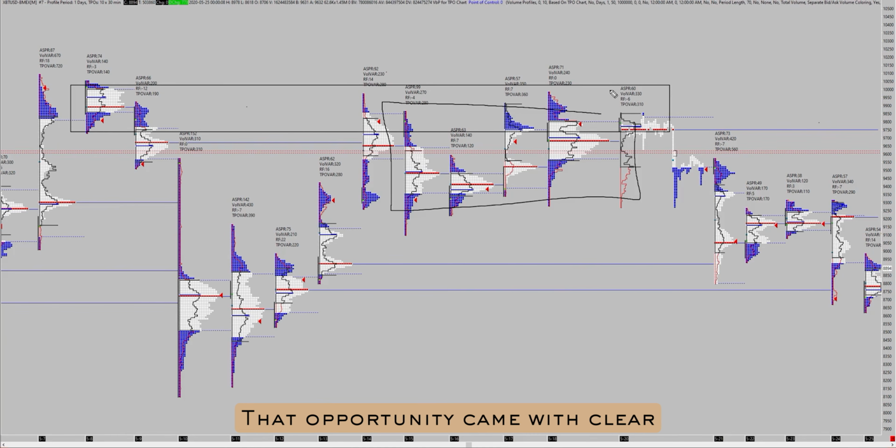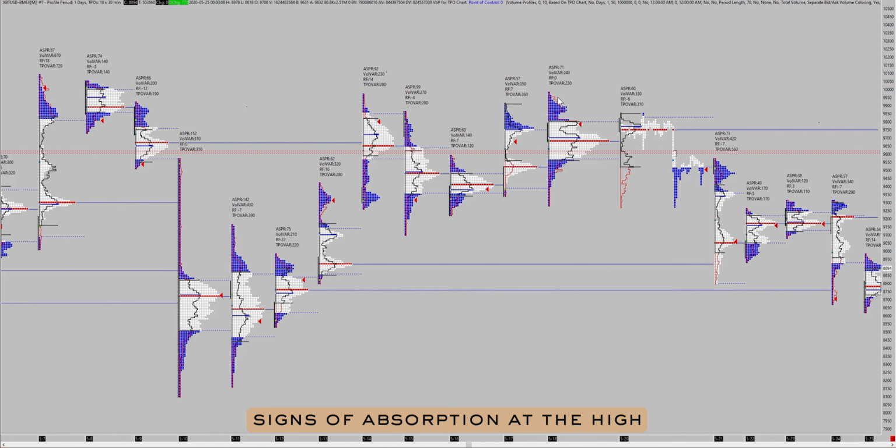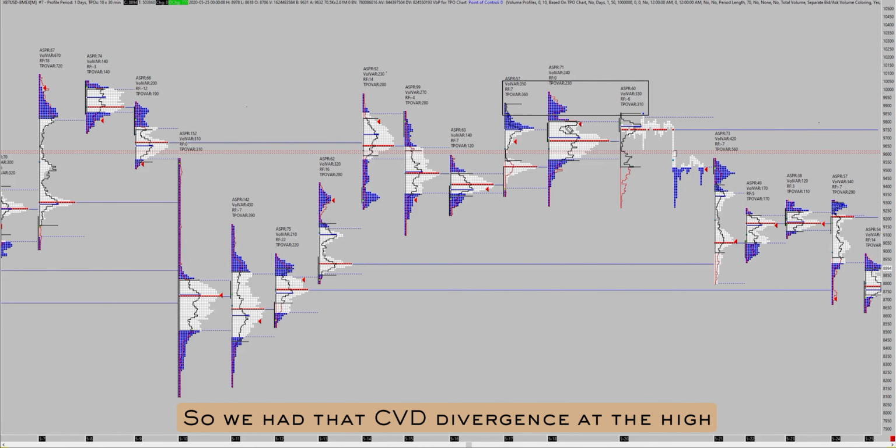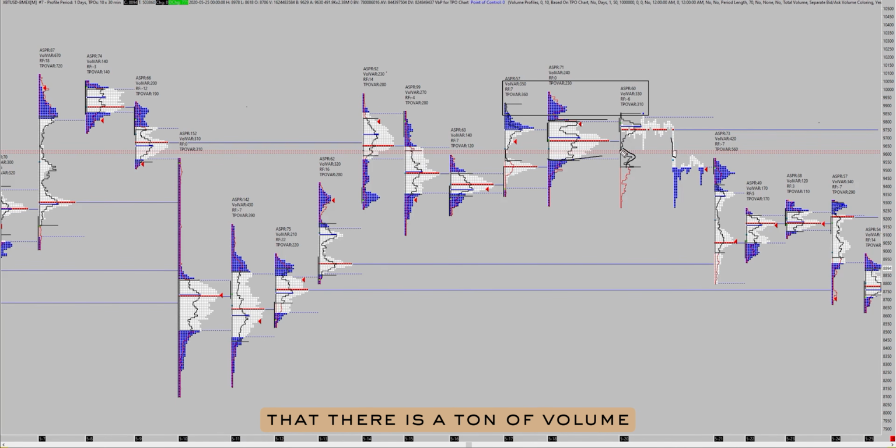That opportunity came with clear signs of absorption at the high. So we had that CVD divergence at the high. We had inside day structure set up right within here. And even if you're just looking at a TPO chart, as price made its way down to this level, you could see that there was a ton of volume taking place at this level.